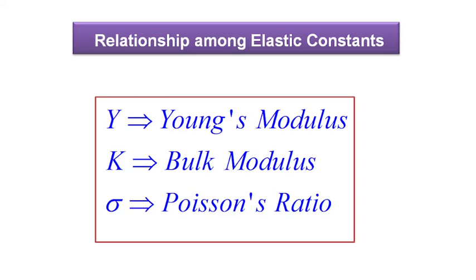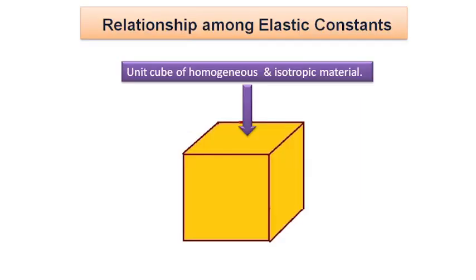In the present article, we will discuss the relationship among elastic constants. Fundamental elastic constants are Young's modulus, which is denoted with the letter capital Y, bulk modulus, which is denoted with the letter capital K, and Poisson's ratio, which is denoted with the letter sigma.